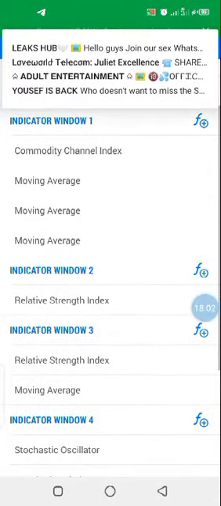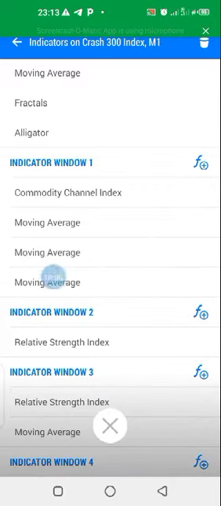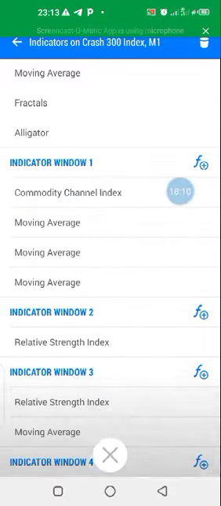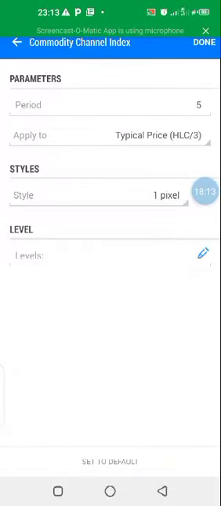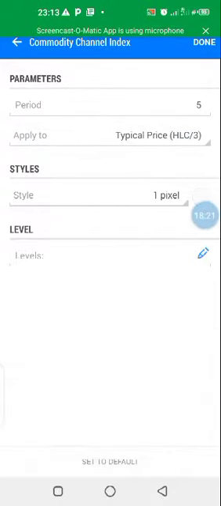Then let's go to the other one, which is this one. You go to commodity channel index. This is the setting for commodity channel index: period 5, apply to typical price, 3 pixel, 1.